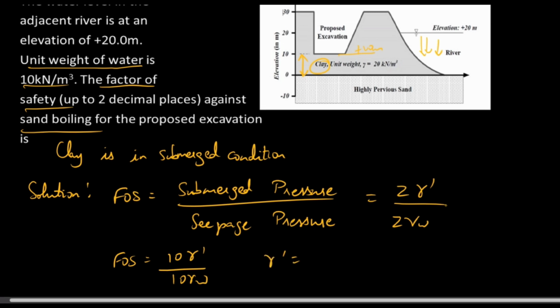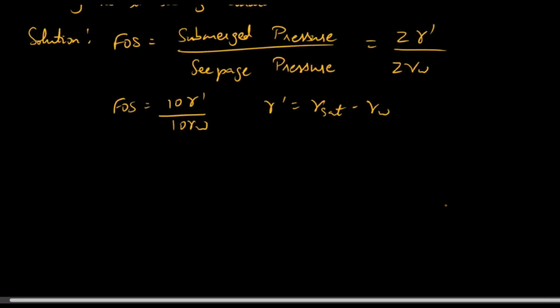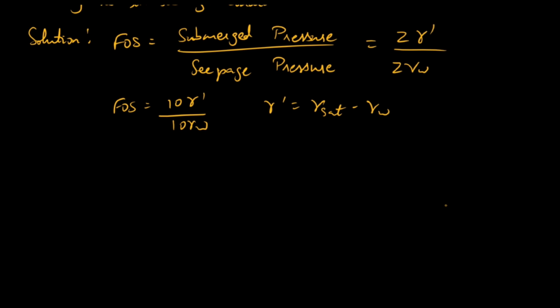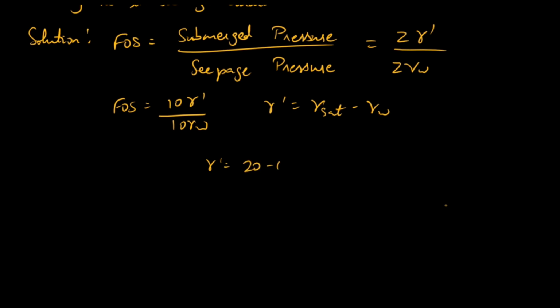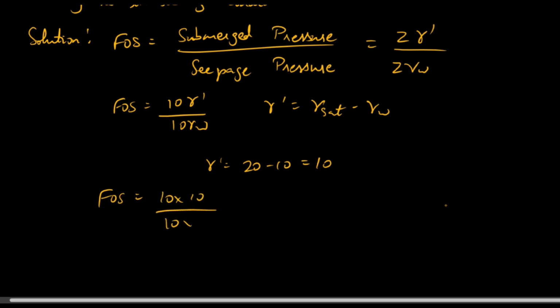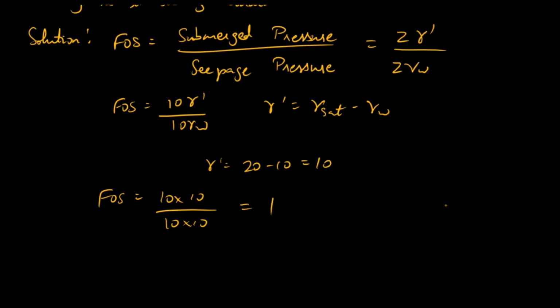Gamma dash is equal to gamma sat minus gamma W. They have given us the saturated weight of clay. Since clay is in a seepage condition, the unit weight will be saturated unit weight. So gamma dash is equal to 20 minus 10, which will be 10. So factor of safety will be 10 into 10 divided by 10 into 10, which will be equal to 1.